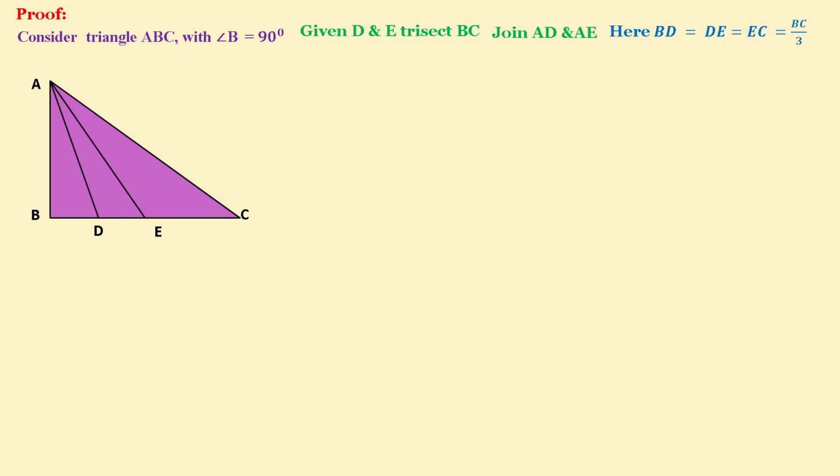Here D and E trisect BC means the distances BD, DE and EC are each equal to BC by 3. Trisects means 1 by 3 of the total length. Bisects means 1 by 2 of the total length. So the distance BD is BC by 3, and the length DE is BC by 3.